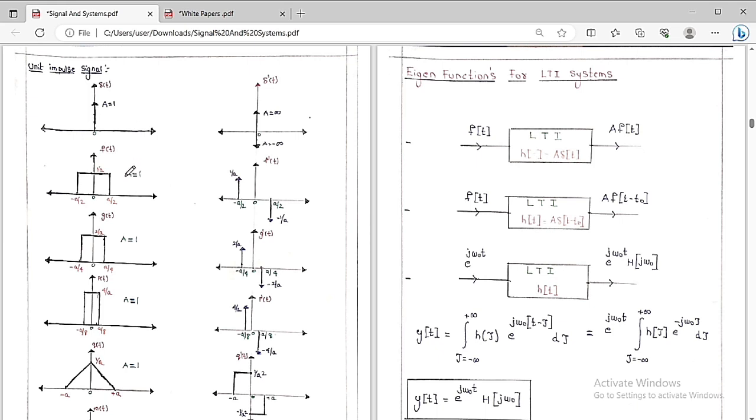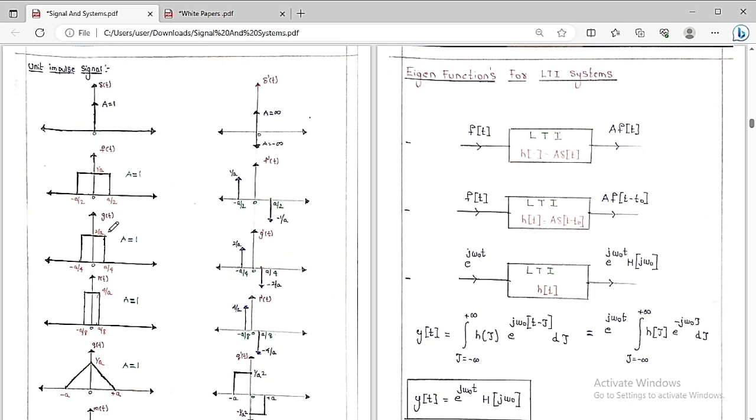Suppose I take a simple f of t, a rectangular pulse. It has a width from minus a by 2 to a by 2, and its peak value is 1 by a. What is the width here? A by 2 plus a by 2, which is a, and the height is 1 by a. Then the area is equal to 1.